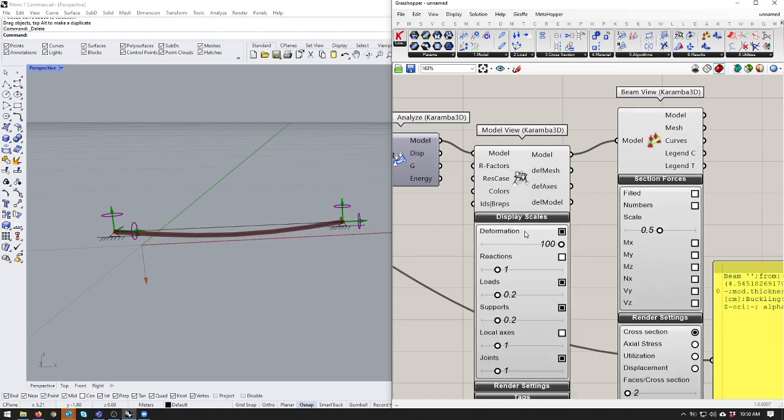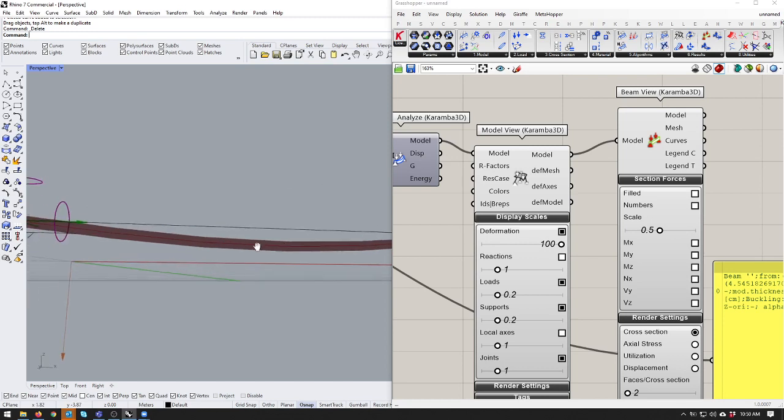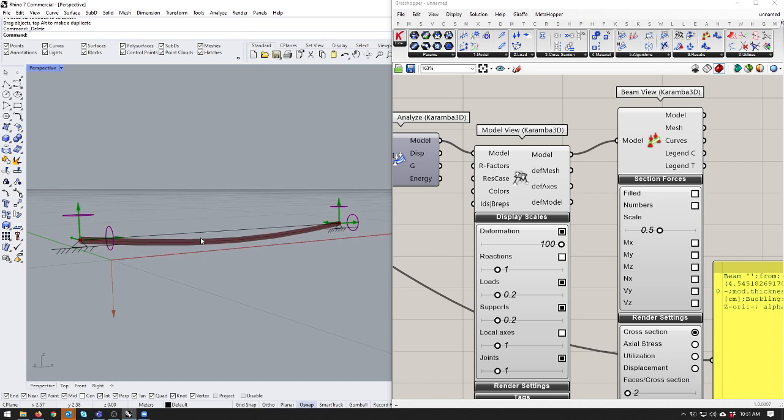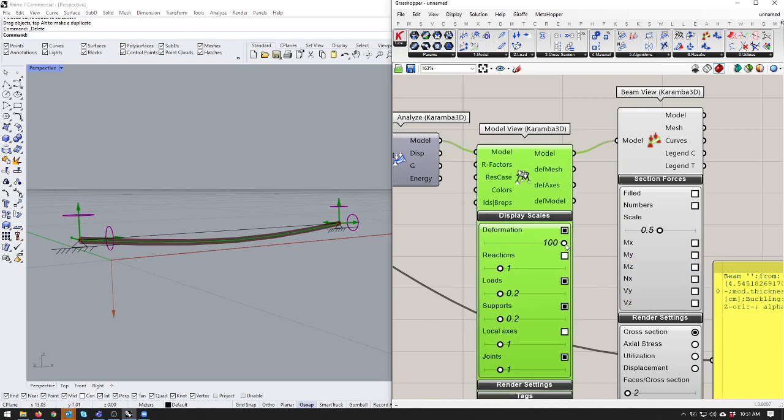Then, by sliding up and down the deformation slider, we're seeing our beam move into a deformed state. Now this is an extreme deformation. We are effectively multiplying the actual real deformation by 100 at the moment to be able to see what's happening. So if we're looking at any form of deformed model, we usually want to accentuate the deformation to work out what's going on.